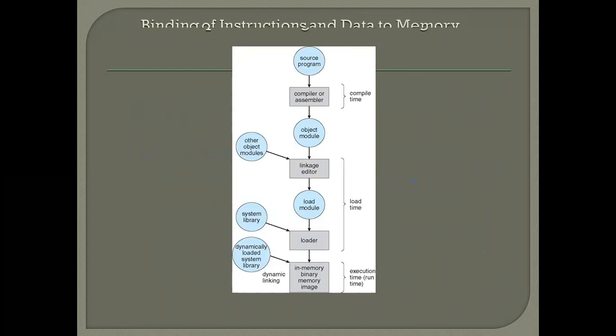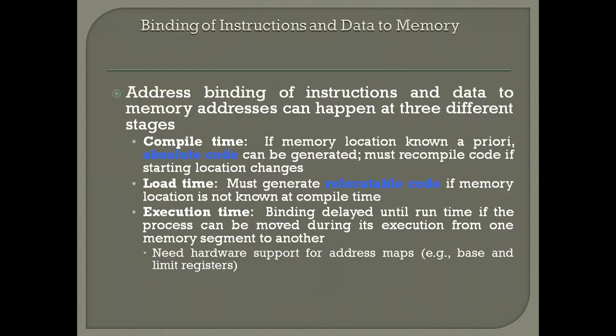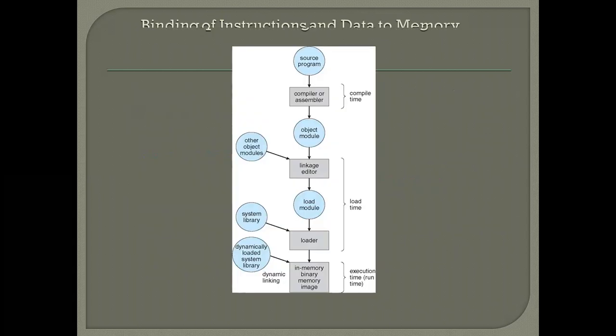The problem with this binding is that if there is a change in the storage location of a process in memory, then the entire process must be recompiled to generate the absolute addresses again. In load time binding, the compiler generates relocatable addresses, which are converted to absolute addresses at load time, and the process cannot be moved around during execution. In this case, if there is a change in the starting address of the process, it can be accomplished by statically relocating the code.